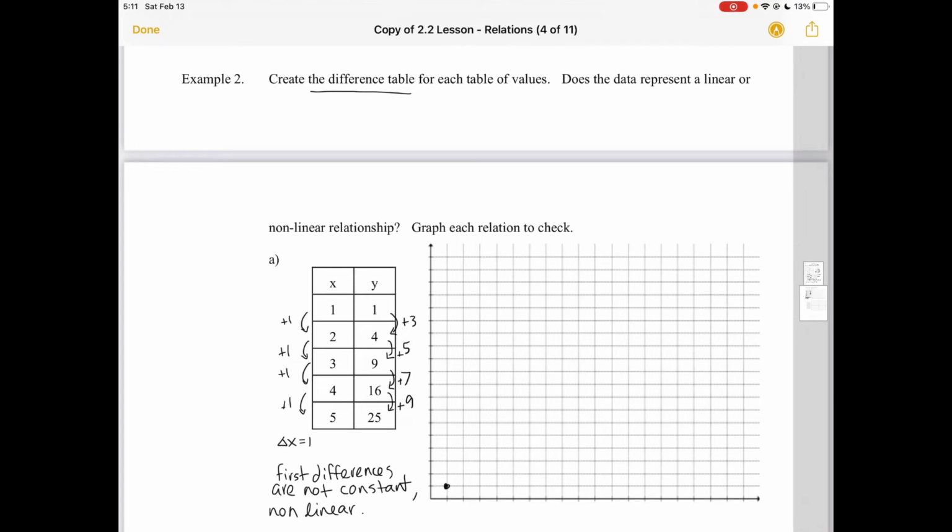So let's put them on a graph to check. So we've got (1, 1), (2, 4), (3, 9), (4, 16), and then my last one won't fit on there, which is fine. But what I can see is that these points are going to follow a curve here, which is non-linear.